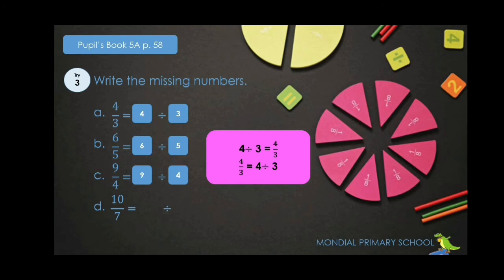The last, 10 out of 7. I'm sure your answer must be correct, right? It can be written as 10 divided by 7. Well done.